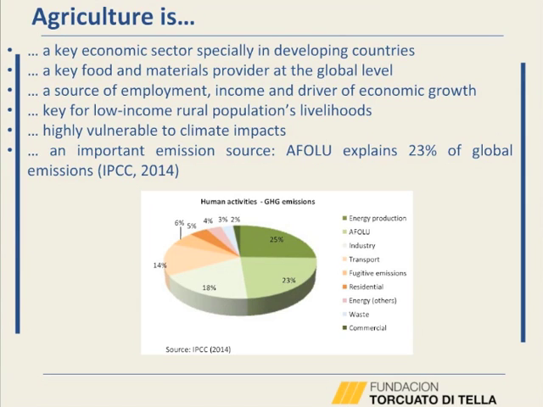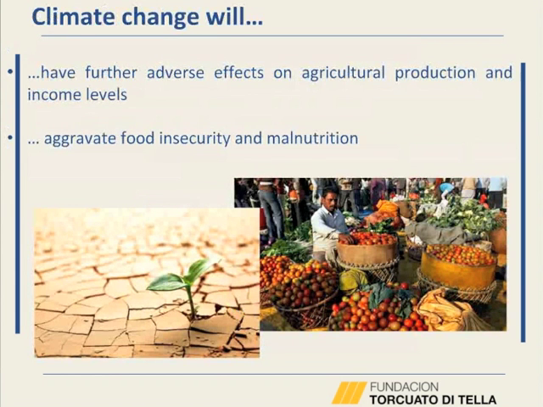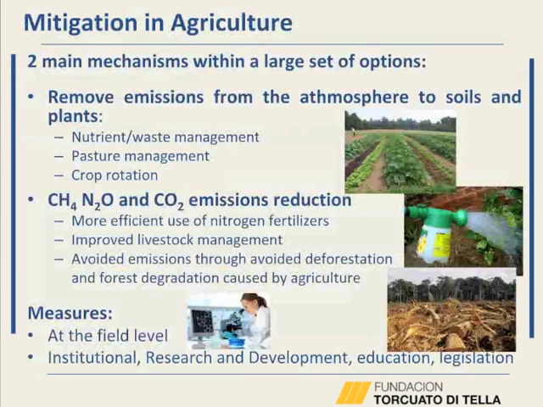AFOLU, this means agriculture, forestry, and other land uses, explains 23% of global emissions, according to the 5th assessment report of the IPCC. This is the Intergovernmental Panel of Experts on Climate Change. It is expected that climate change will have further adverse effects on agricultural production and income levels, and also aggravate food insecurity and malnutrition.